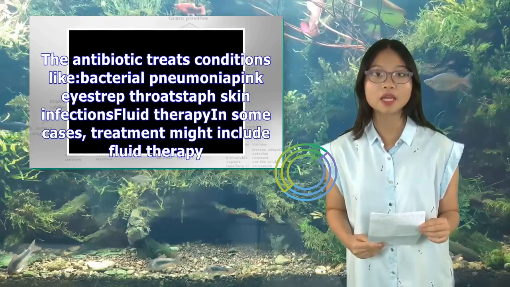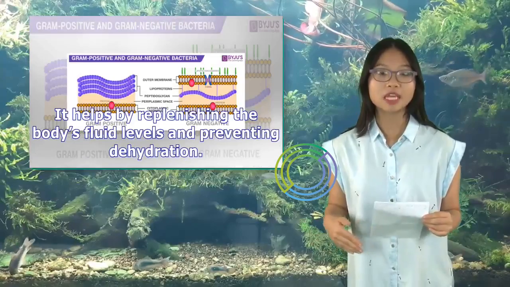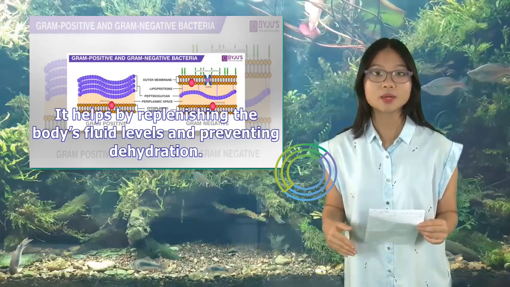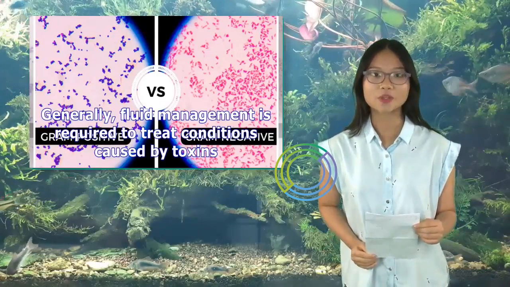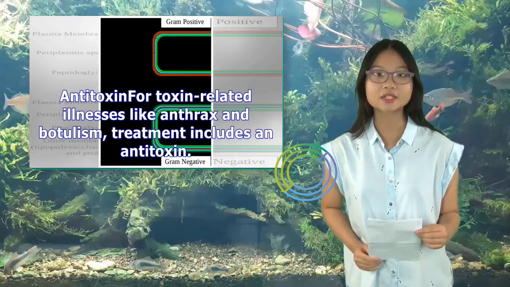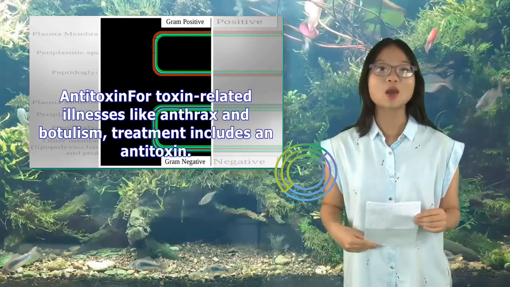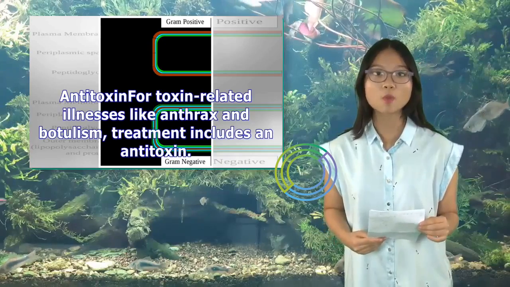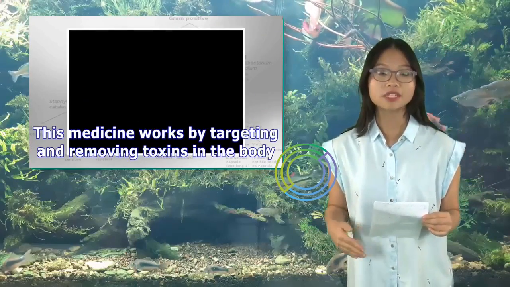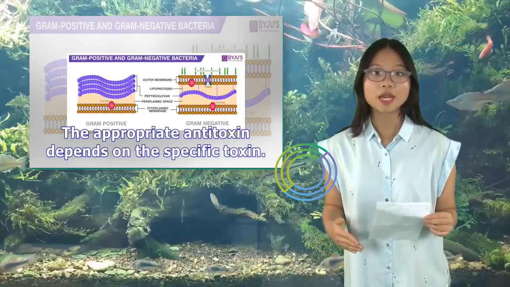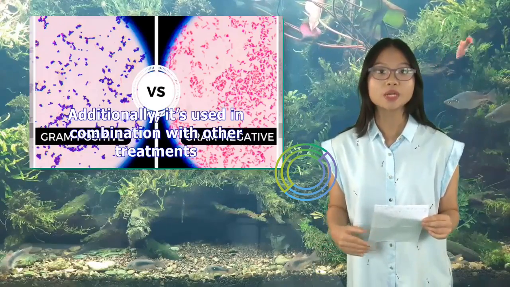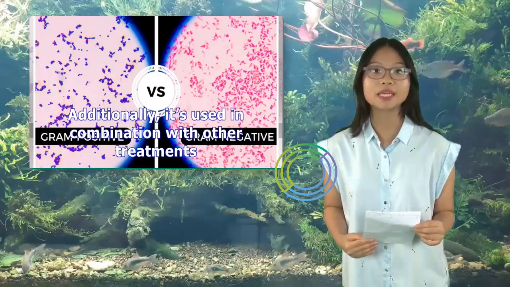Fluid therapy. In some cases, treatment might include fluid therapy. It helps by replenishing the body's fluid levels and preventing dehydration. Generally, fluid management is required to treat conditions caused by toxins. Antitoxin for toxin-related illnesses like anthrax and botulism. Treatment includes an antitoxin. This medicine works by targeting and removing toxins in the body. The appropriate antitoxin depends on the specific toxin. Additionally, it's used in combination with other treatments.